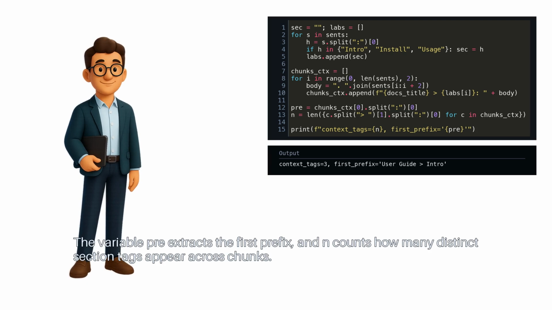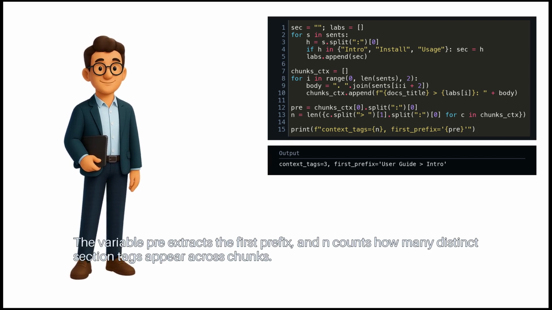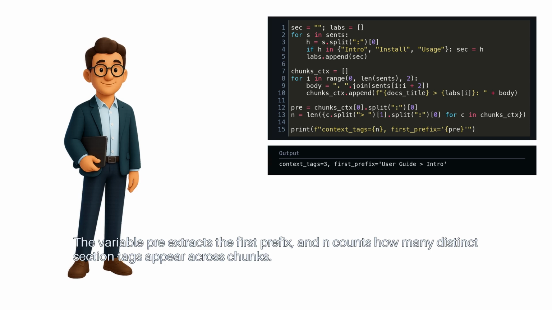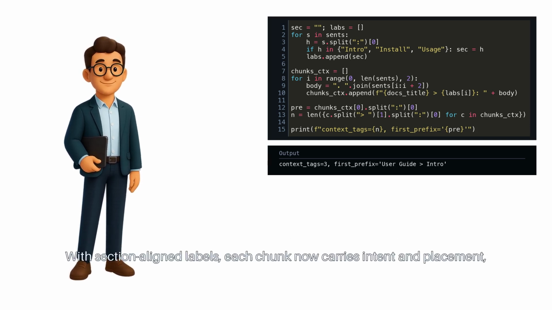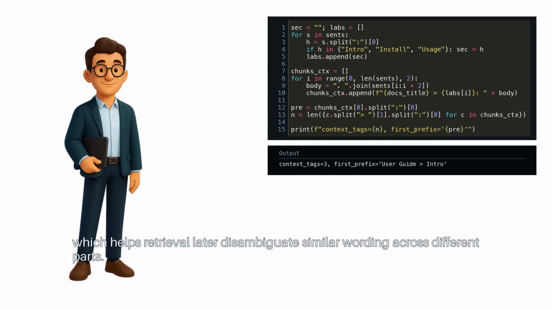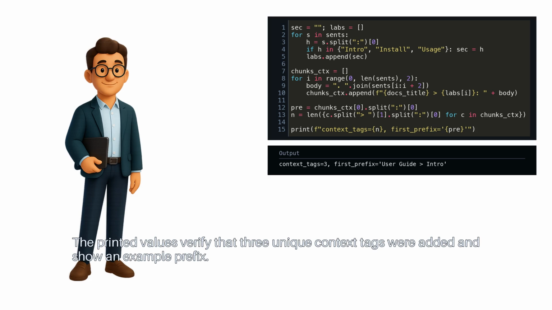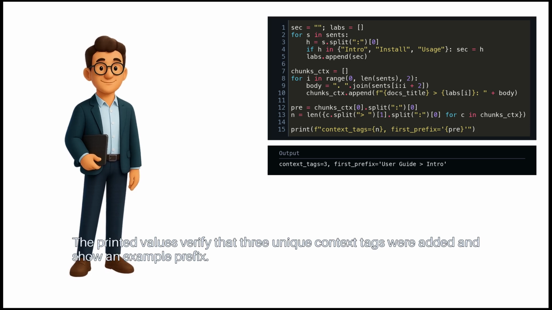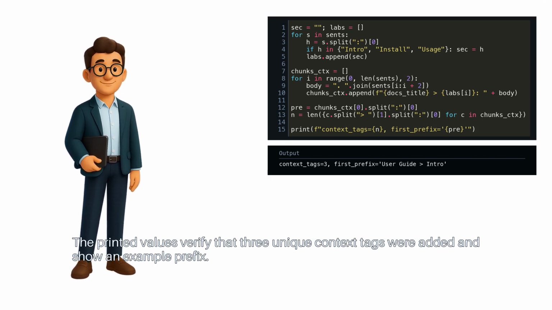The variable pre extracts the first prefix, and n counts how many distinct section tags appear across chunks. With section-aligned labels, each chunk now carries intent and placement, which helps retrieval later disambiguate similar wording across different parts. The printed values verify that 3 unique context tags were added and show an example prefix.